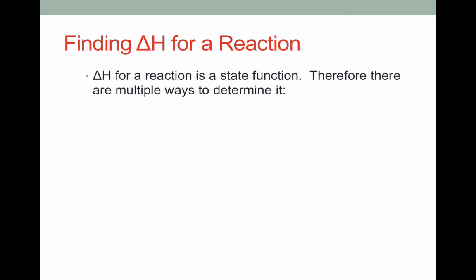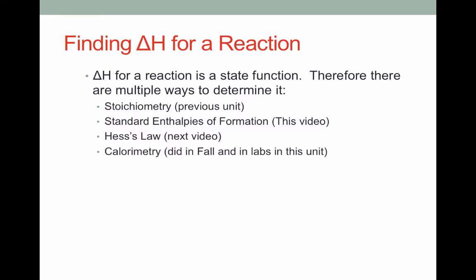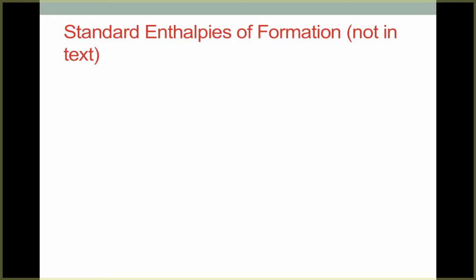This allows us to calculate delta H for a reaction in many different ways. In this class, we're going to learn a few different ways to calculate delta H. First, we can do it stoichiometrically, which we looked at in the previous unit. In this video, we're going to look at how to use standard enthalpies of formation to calculate delta H. In the next video, you'll look at Hess's law as another way of calculating delta H. And finally, in lab and in the fall, we looked at calorimetry as a way of measuring the energy change during a process. Let's look now at how to use standard enthalpies of formation to calculate enthalpy of reaction.